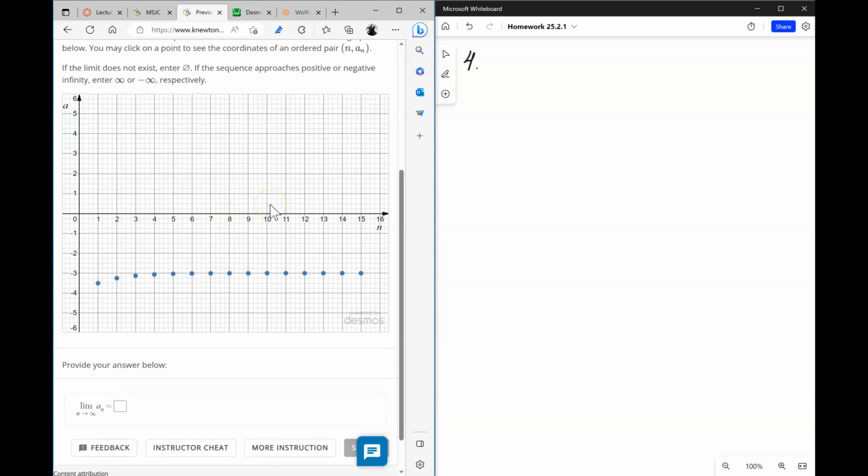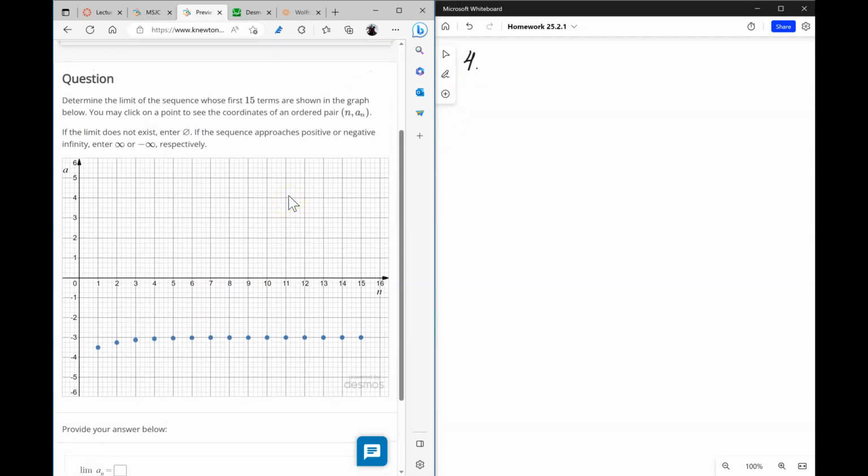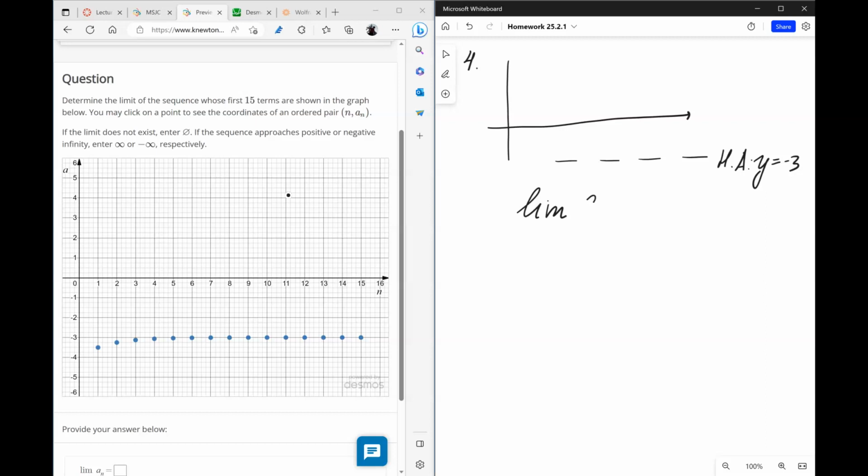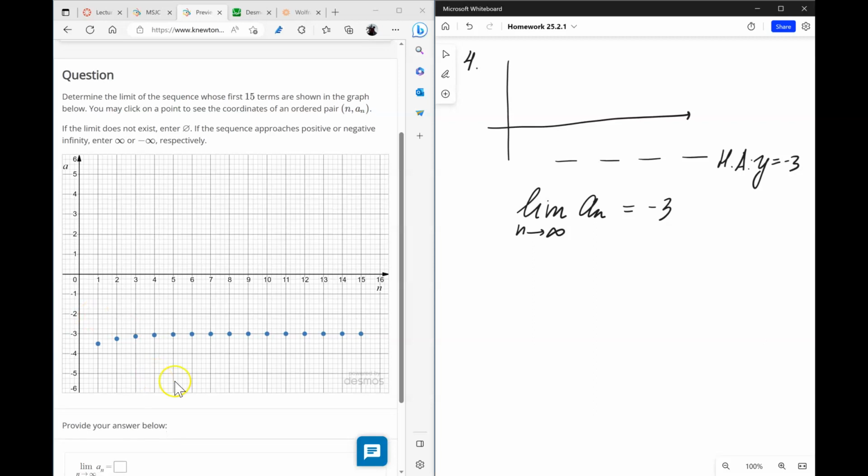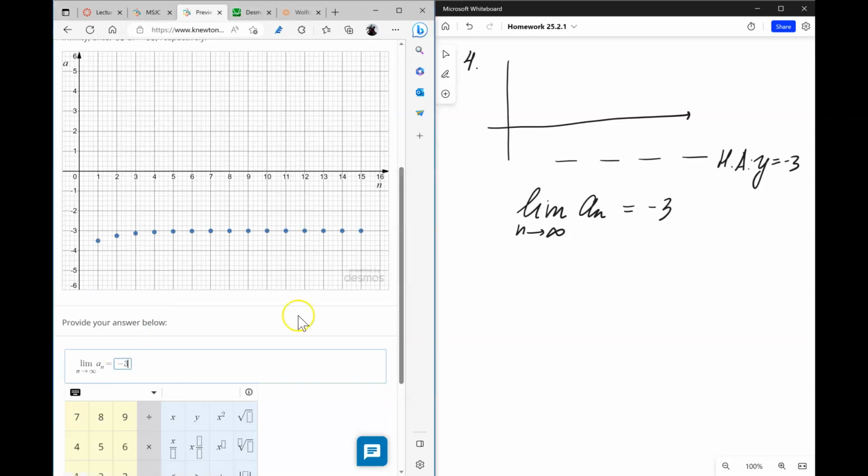In this case, we have the following pattern. It seems like everything approaches this line over here, which would be a kind of horizontal asymptote, and it is at -3. So we would say that the limit of this sequence is -3 as n goes to infinity. That will be the notation.